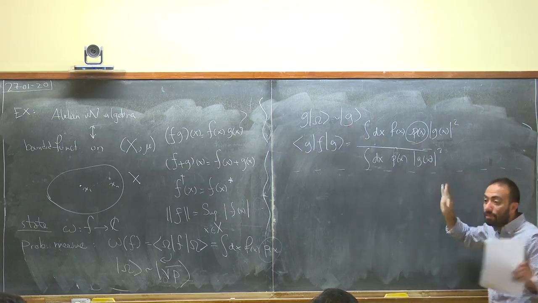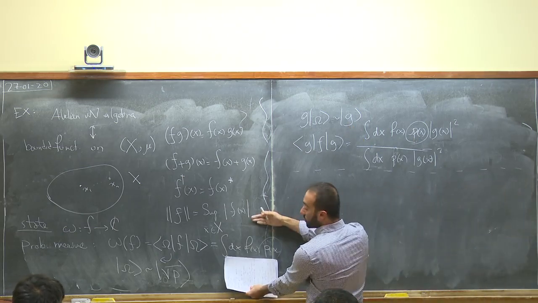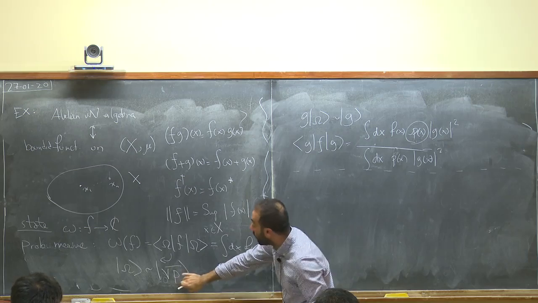P of x is never squared. P of x is just like, yeah. So if you look at this, there's no squaring happening. Yes, that's why I identified omega with the square root of P.